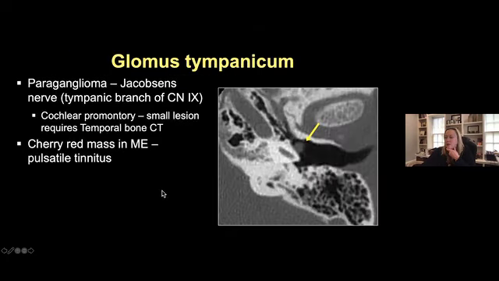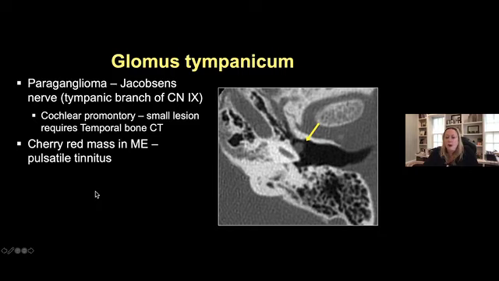So glomus tympanicum tumors are paragangliomas. It's another name for a paraganglioma that arises from the paraganglia from Jacobson's nerve, which is the tympanic branch of cranial nerve 9. Interestingly, this is one of those nerves that's responsible for referred otalgia, or ear pain, in the setting of a pharyngeal infection or tumor. So you can have tonsillitis or a tonsillar tumor that causes ear pain, and that's called referred otalgia, and that's because of this tympanic branch of the glossopharyngeal nerve, or cranial nerve 9.